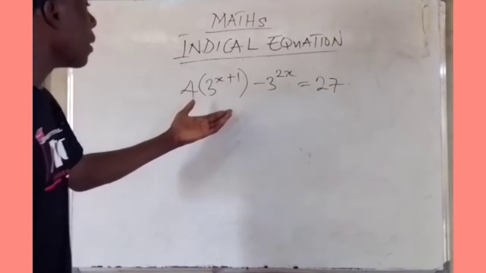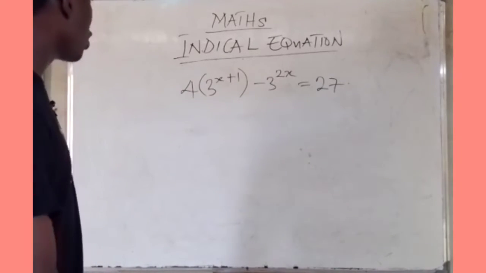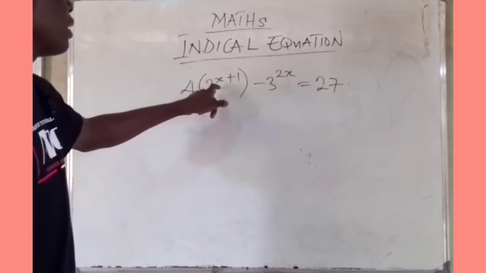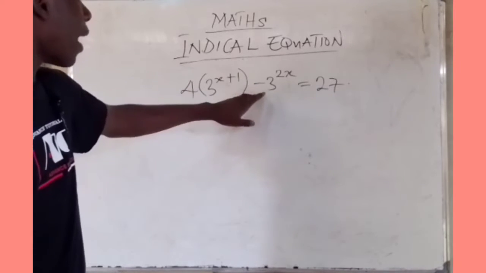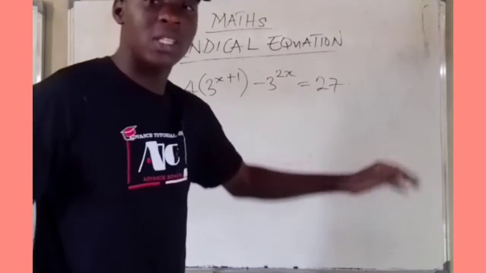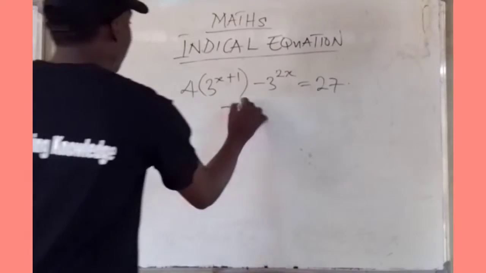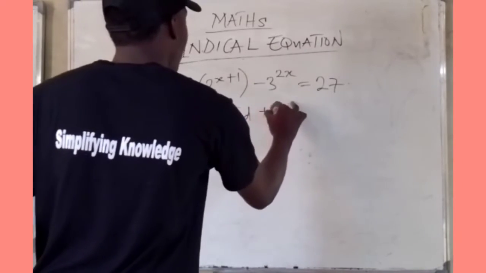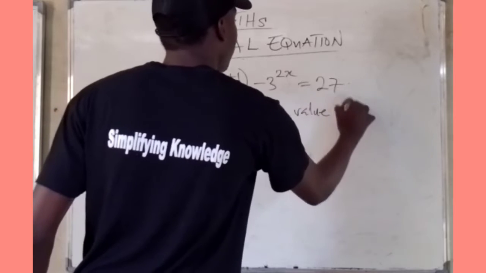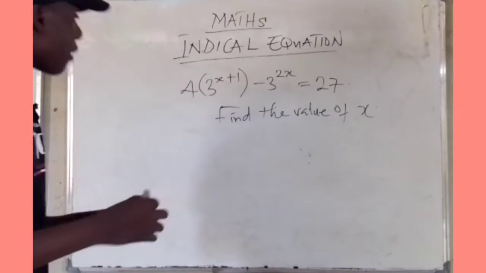Now let's solve this problem on indicial equation. The question says 4 into 3 raised to the power of x plus 1 minus 3 raised to the power of 2x equals 27. The problem says you should find the value of x. Now this is very easy.